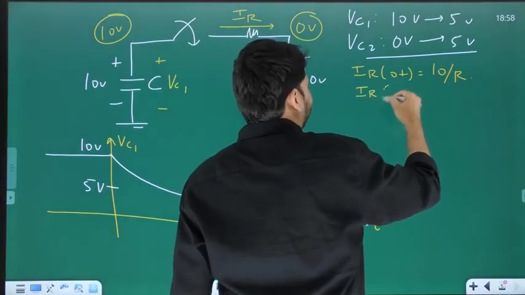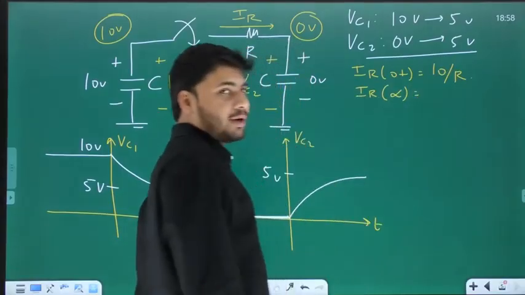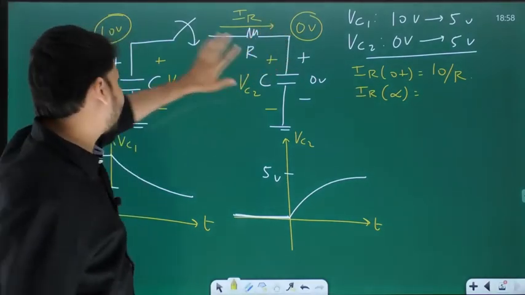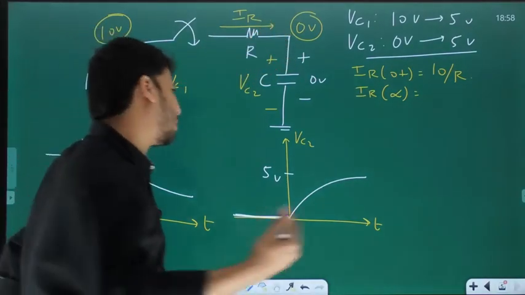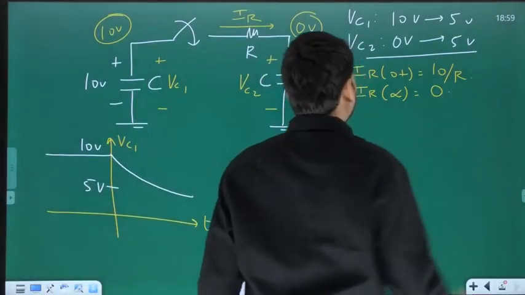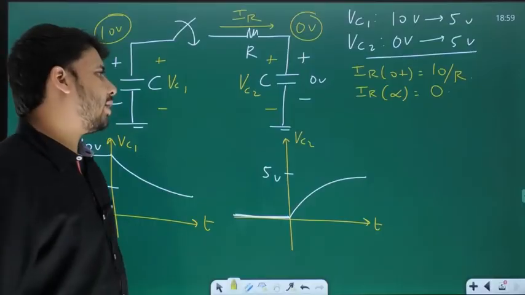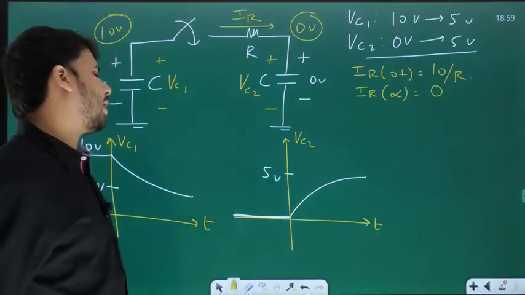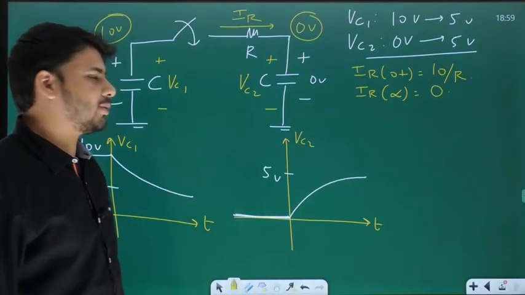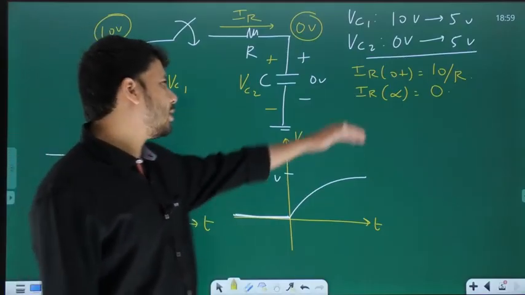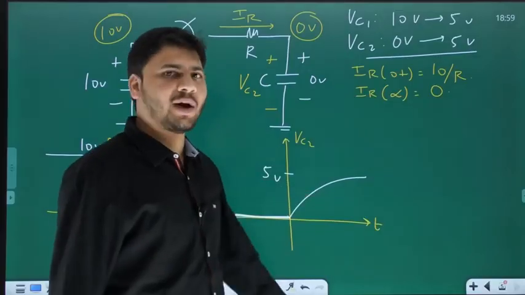And what is the value of IR at infinity? At infinity, this becomes 5, and this also reaches 5. 5 minus 5 drop is 0, so current is also 0. So for IR, the current through R, the initial value is 10 by R, and the final value is 0. Does it not exponentially decay from its initial value to the final value?